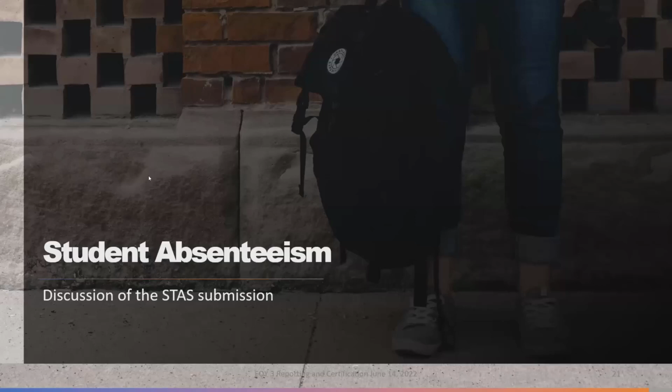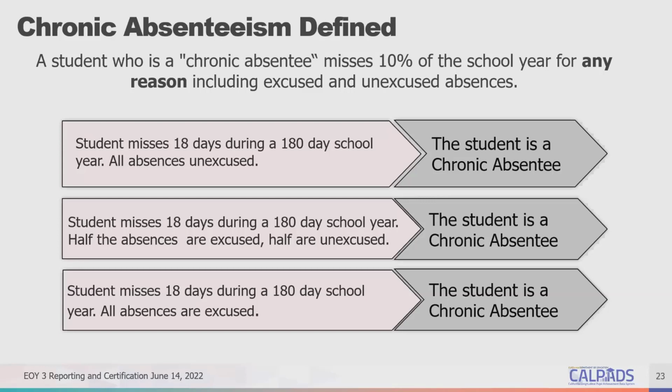So we're going to transition into student absenteeism. We collect student absenteeism to identify those students who are chronically absent. A chronic absentee is a student who misses 10% or more of curriculum, regardless of the reason. So it wouldn't matter if it's unexcused or excused absences. We're just counting that instruction time that the student missed.